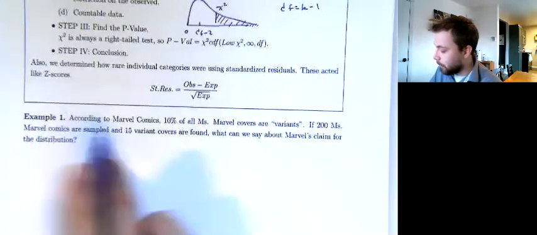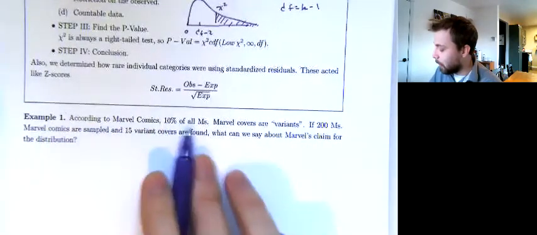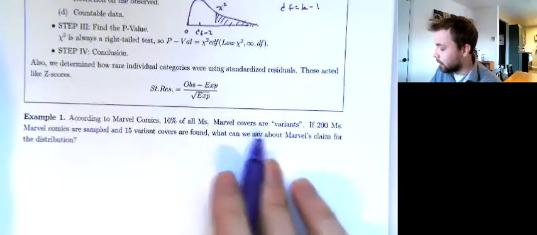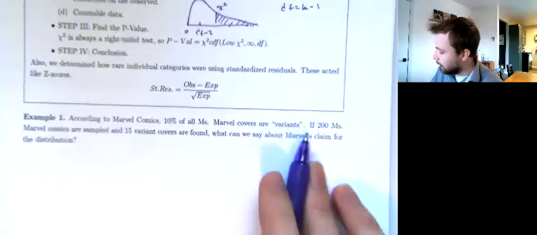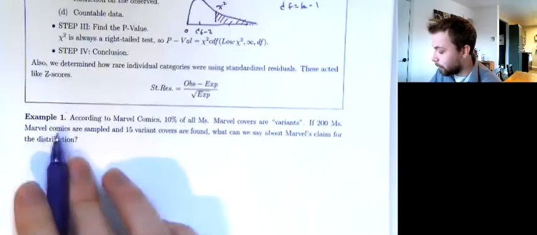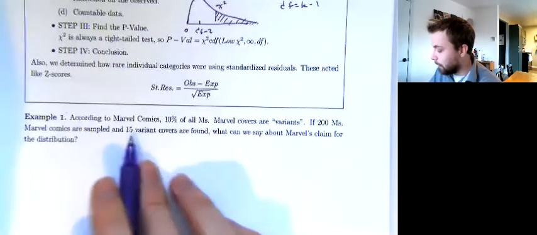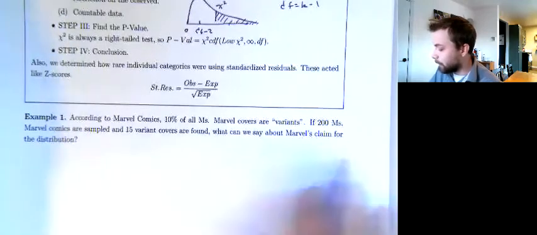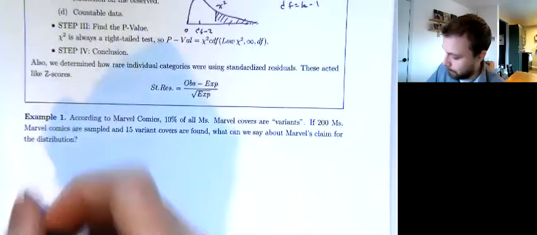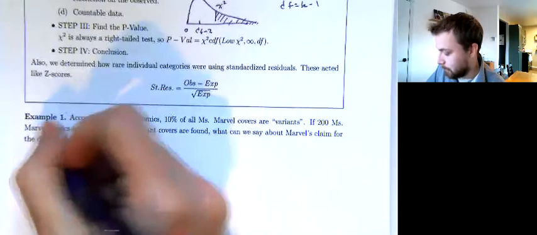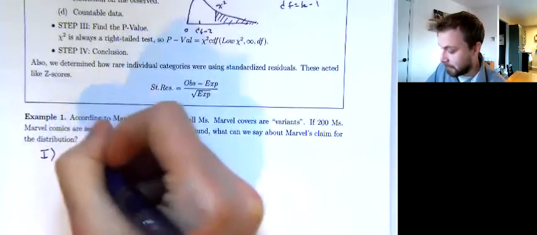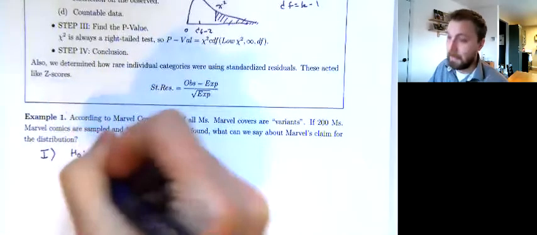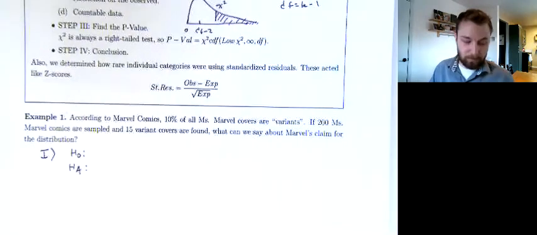So according to Marvel Comics, 10% of all Miss Marvel covers are considered variants. If 200 Miss Marvel comics are sampled and 15 variant covers are found, what can we say about Marvel's claim for the distribution? So this is not the only way to do this problem. In fact, we used to do these types of problems using 1 proportion z test.